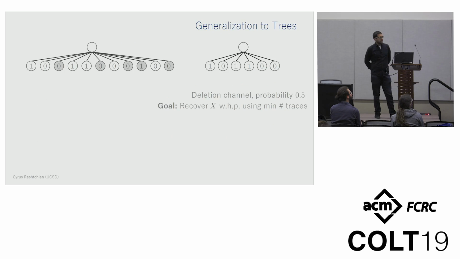What we do is we look at a generalization of this problem to trees. First of all, simply, instead of a string, you can think about having a rooted star on n leaves, and when the leaves are deleted, you keep the left to right order. So this is exactly the string case.